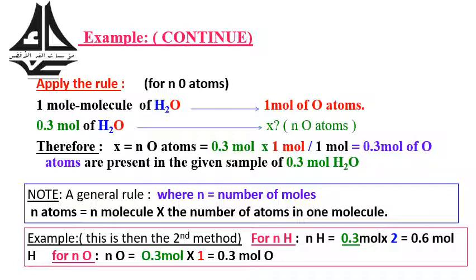For the number of mole atom of O, we may write: number of mole atom of O is equal to the number of mole molecule in the given sample, which is 0.3 mole, times the number of O atom in one molecule, which is 1, equals 0.3 mole of O. You can use either of the methods you want.